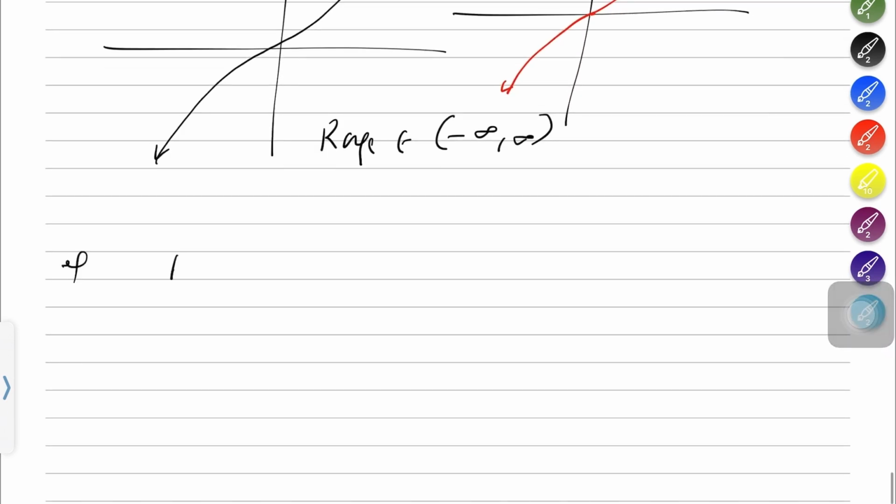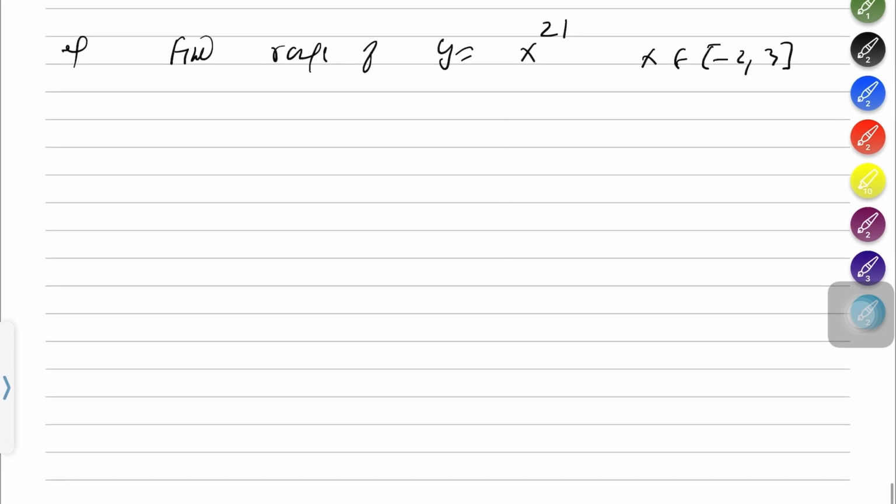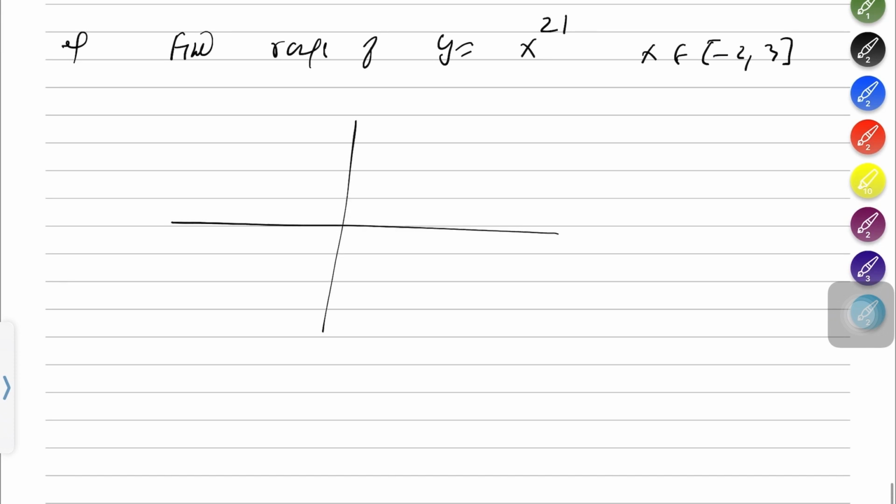So if I ask you, find the range of y equals x to the power 21, where x value is from, let's say, minus 2 to 3. Okay, so you know that it's a cubic. So cubic means the graph will always be like the same nature. So we have to consider somewhere the minus 2 and somewhere the 3, so that we have to consider only this much portion of the graph.